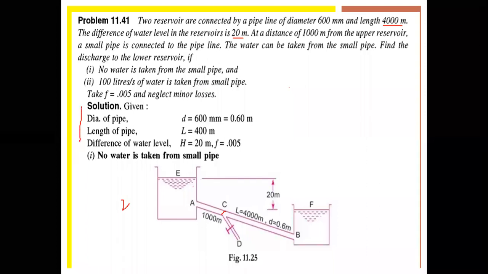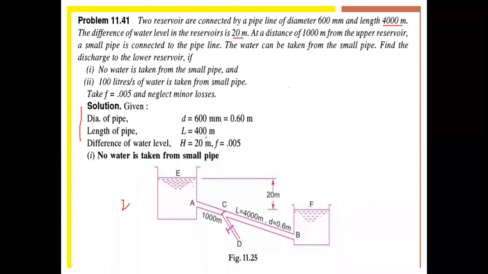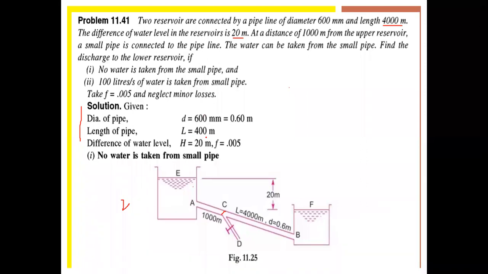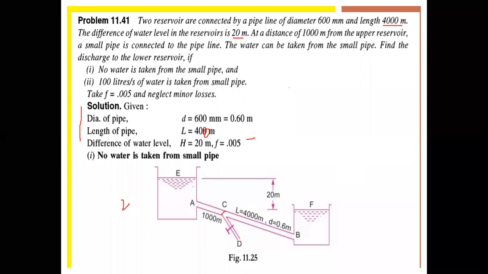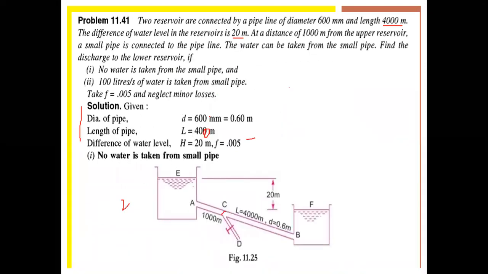The given data: the diameter of the pipe is small d equal to 600 meters, and the length of the pipe is 4,000 meters. What is the difference in the head level? 20 m. Then what is the F here? 0.005. What is the first condition? No water is taken from the small pipe. So from the small pipe, no water is to be lifted up. Then what happens there? The head loss in AB.